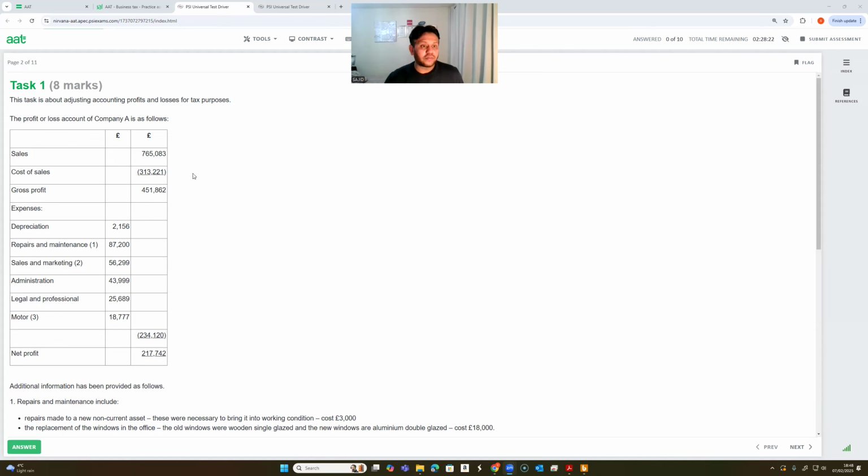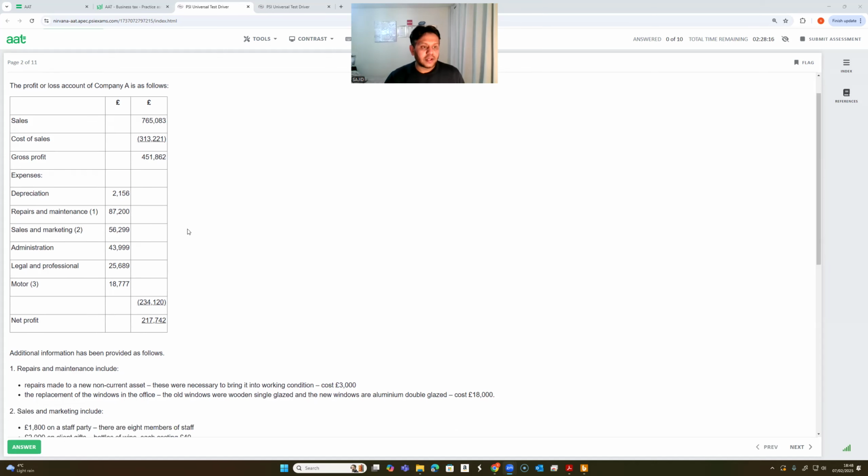So let's have a look at this one. Profit and loss account of company A as follows. You have sales, cost of sales, gross profit, expenses: depreciation, repair and maintenance, sales and marketing, administration, legal and professional, and motor expense. And now we have a net profit. It is very understandable that when you prepare the profit and loss account, you should have a profit, and you can see this profit here, 217,742, from our profit and loss account.